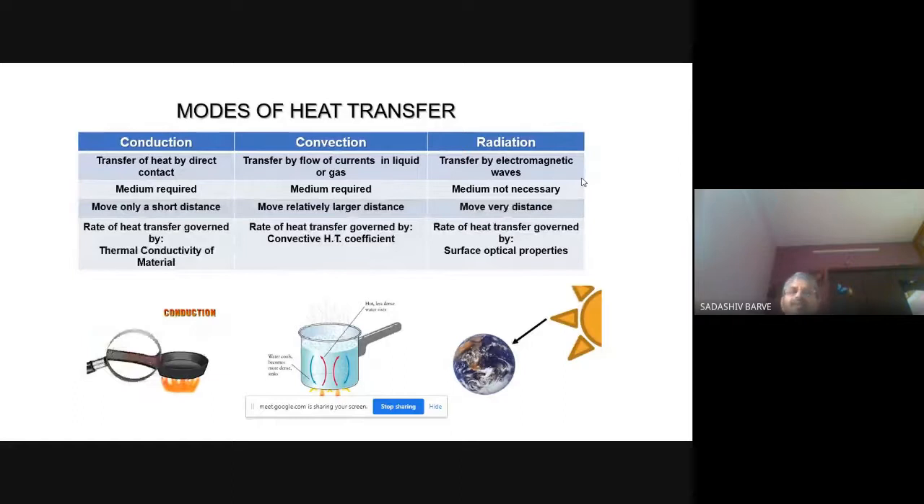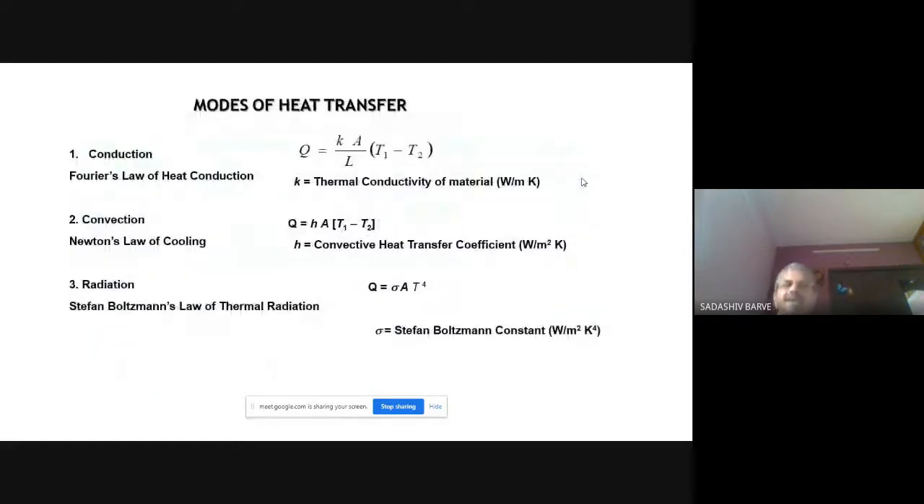Now, these are the basic equations which we come across in the case of conduction, convection, and radiation. Conduction is governed by a law called Fourier's law of heat conduction. Here, the heat transfer equation says Q, the amount of energy transferred from one object to the other, is K into A divided by L into the bracket T1 minus T2. That means source temperature is T1, sink temperature is T2. K is the conduction factor of the given object.